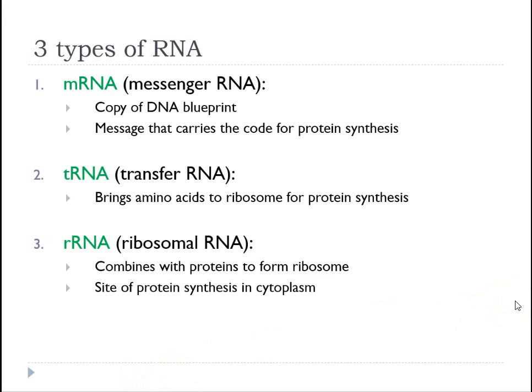So the three different types of RNA are mRNA, tRNA, and rRNA, and you're going to actually see them all in action in the next few minutes. mRNA stands for messenger RNA, and it's basically a blueprint that goes from the DNA to outside the nucleus to the rough ER where it goes to a ribosome.